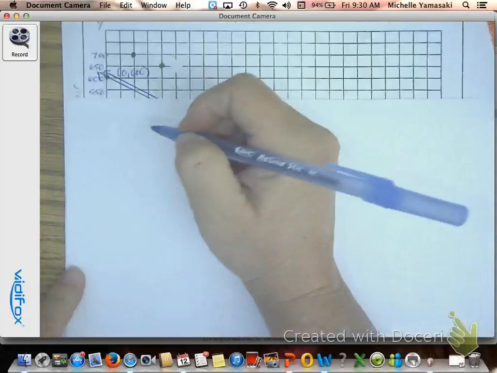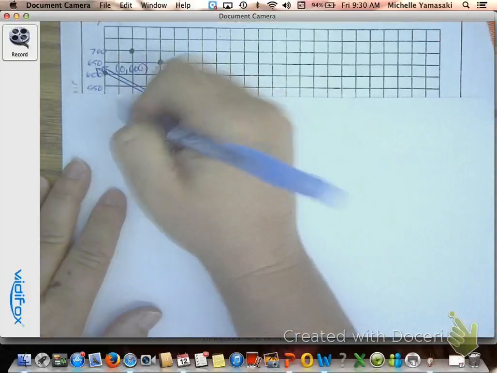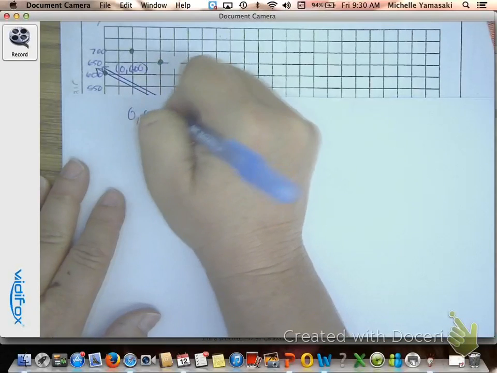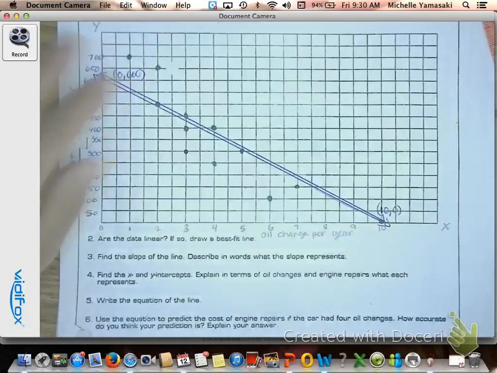Okay, so now we are finding the slope. I've got 0, 600, and the next one is 10, 0.